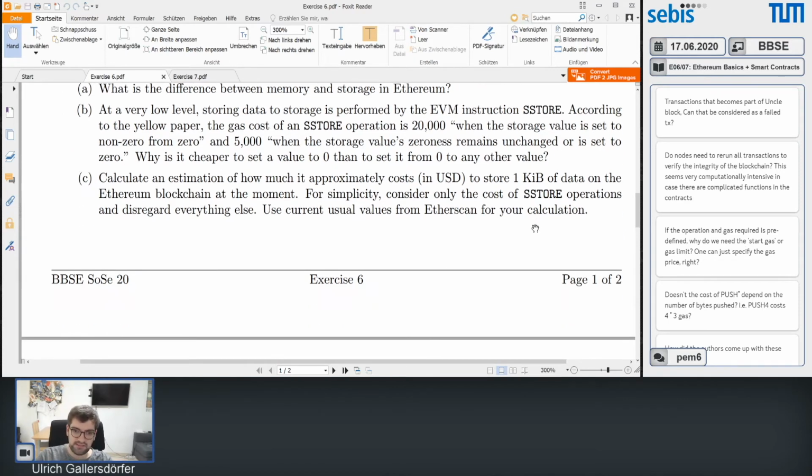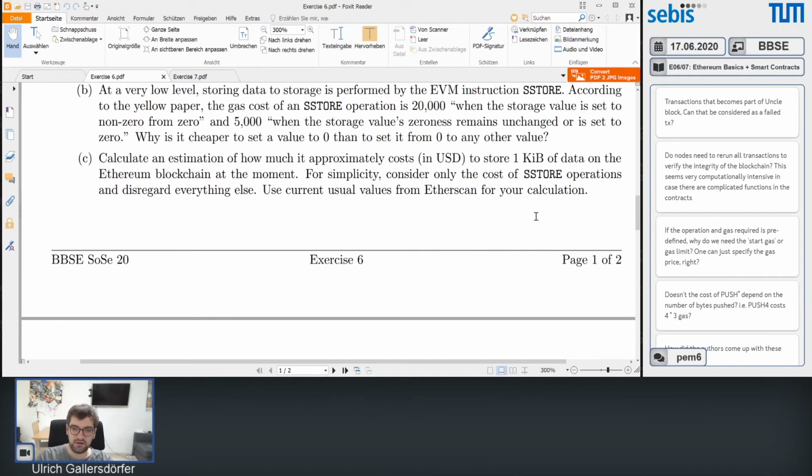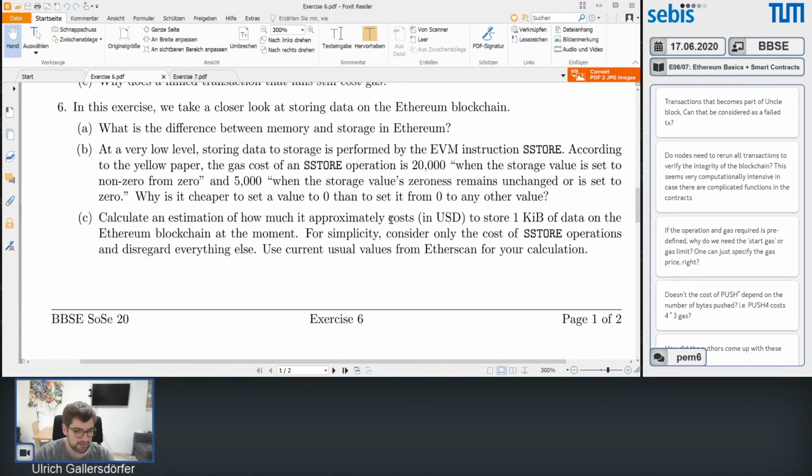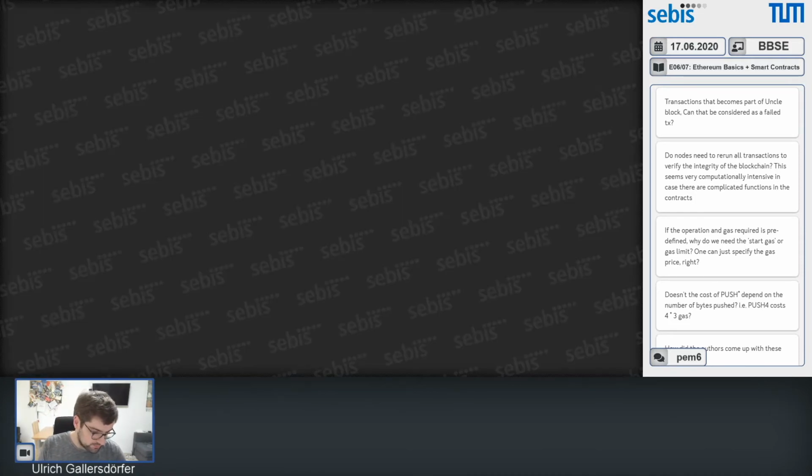And now we have C, calculate an estimation of how much it approximately costs in US dollars to store 1 kilobyte of data on the Ethereum blockchain at the moment. For simplicity, consider only the cost of sstore operations and disregard everything else. Use current usual values from Etherscan for your calculation. So that's something we can sit down and do a little drawing. Let's look at my iPad.